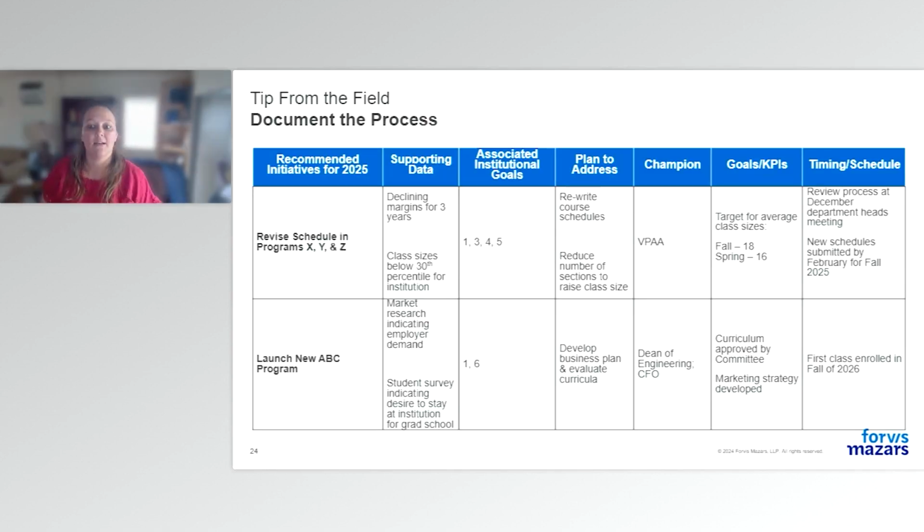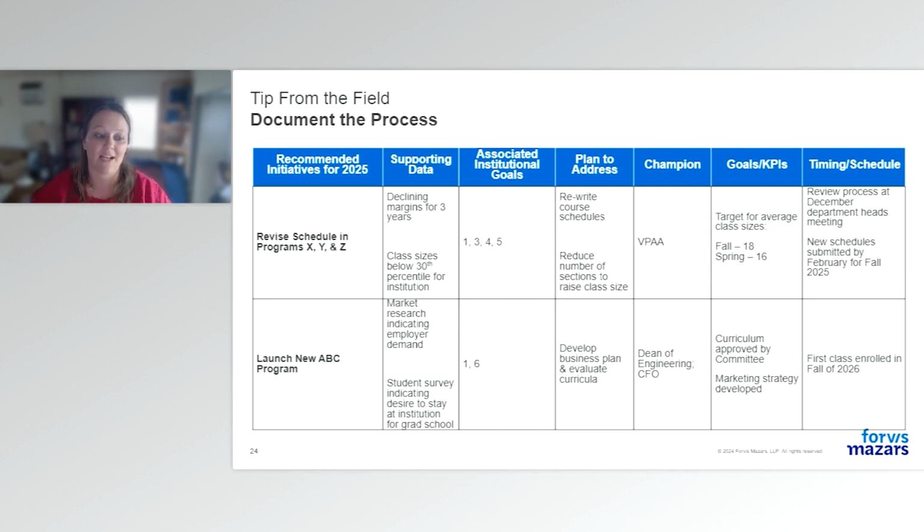Here's what a strategic academic planning process might produce in any given year. It's going to produce a set of initiatives. First of all, we're going to revise the schedule in these programs. The reason we're doing this is because it's associated with specific institutional goals. We're going to assign the Vice President for Academic Affairs to be the champion of this project. And our goal for revising the course schedule is to get our class sizes up so that we're using fewer adjuncts. That would be one very concrete way to think about this.